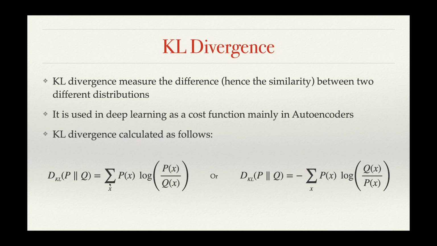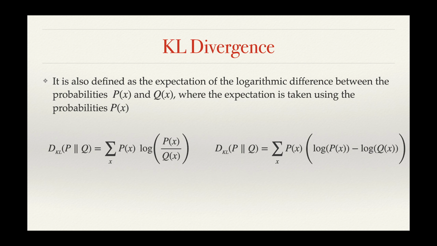Another way to say it: we have a point x. We are taking the estimation from the distribution P point of view. And what we are taking is basically how likely this point would belong to distribution P and not to distribution Q. So it is also defined as the expectation of the logarithmic difference between the probabilities P(x) and Q(x), where the expectation is taken using the probability P(x).